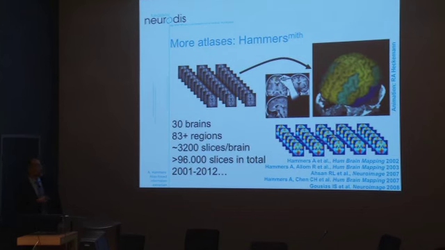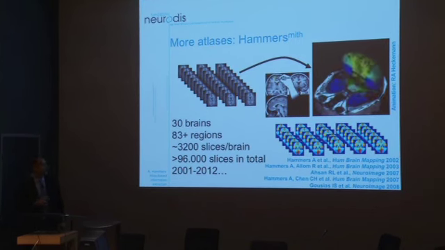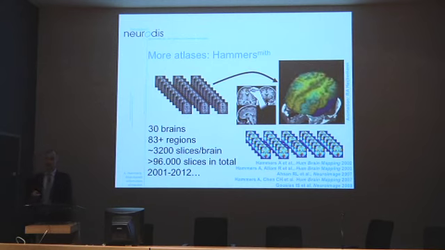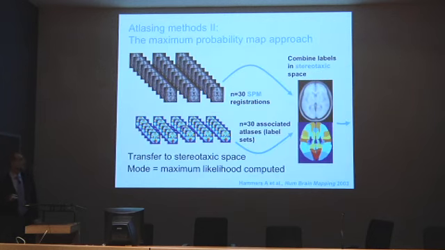Well, we happen to have 30 atlases, all totally manually drawn over the past decade, about 100,000 slices. Would I do it again? Probably not. Anyway, we've got them, so what can we do with them?